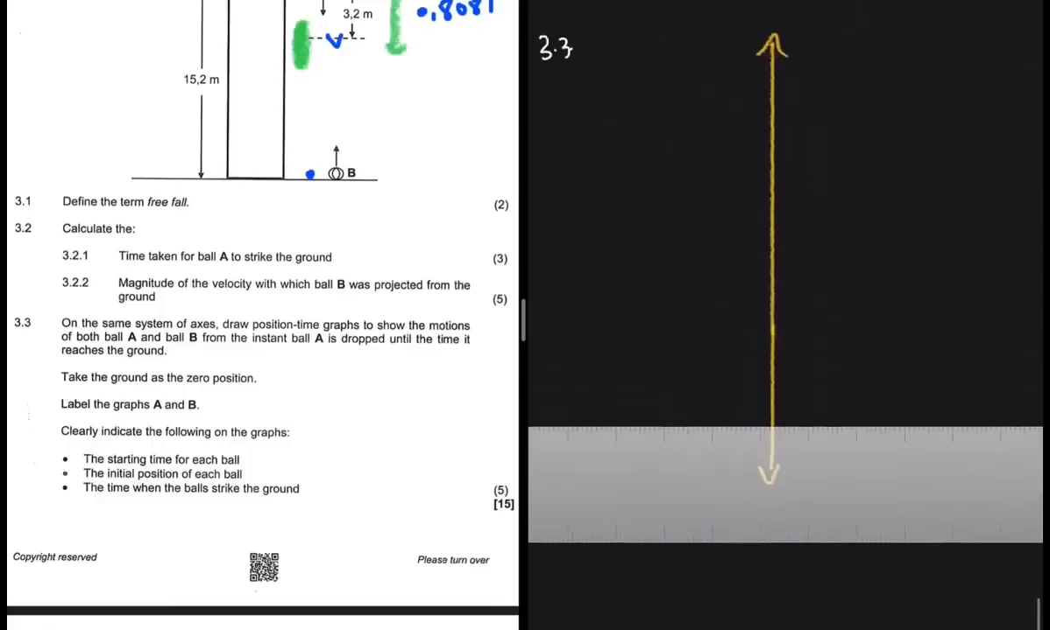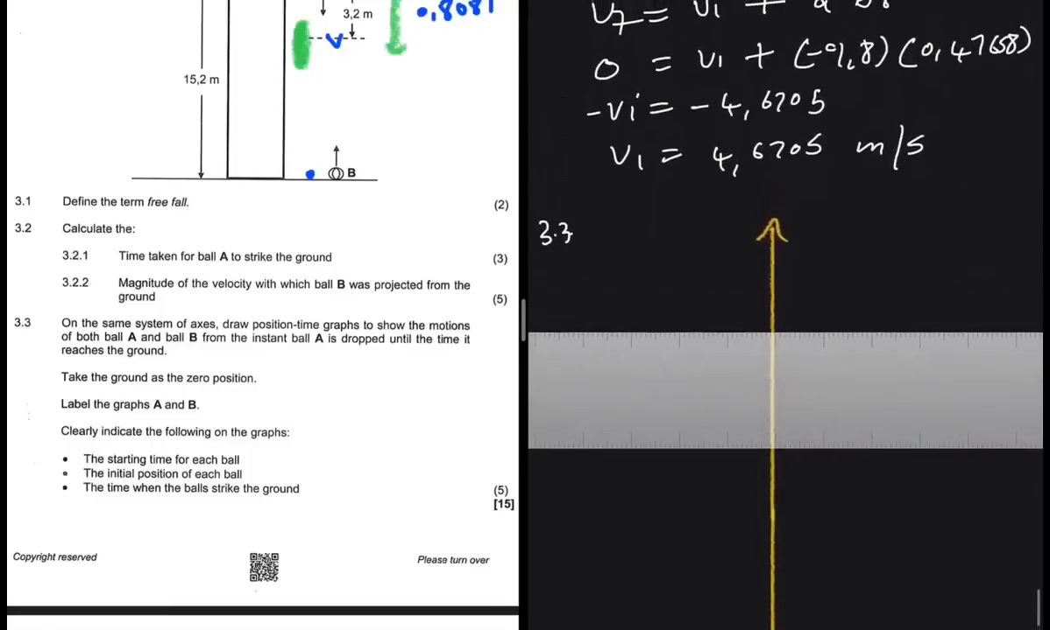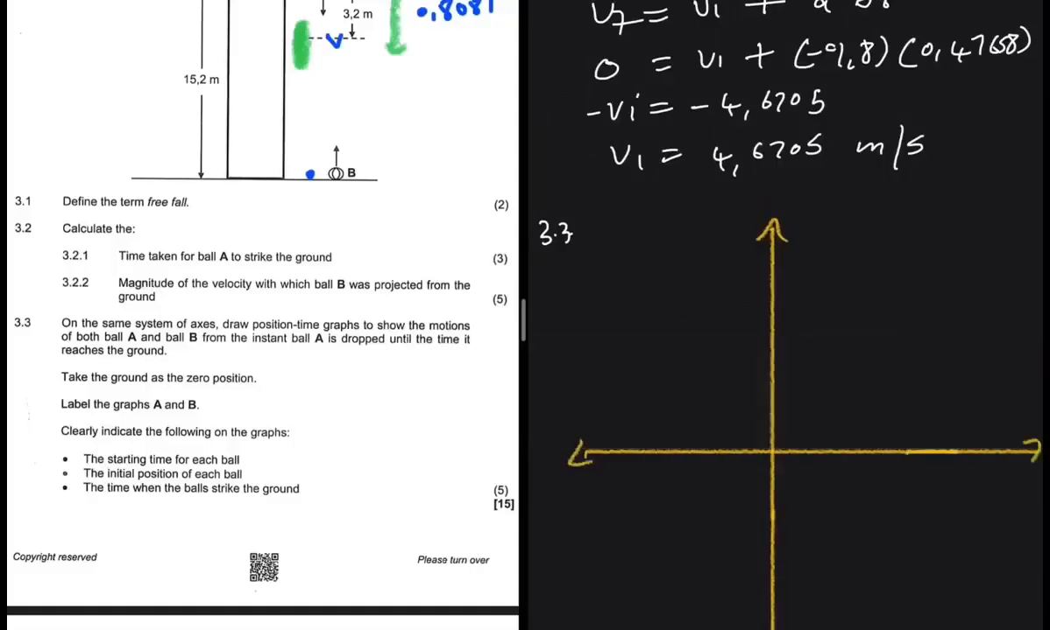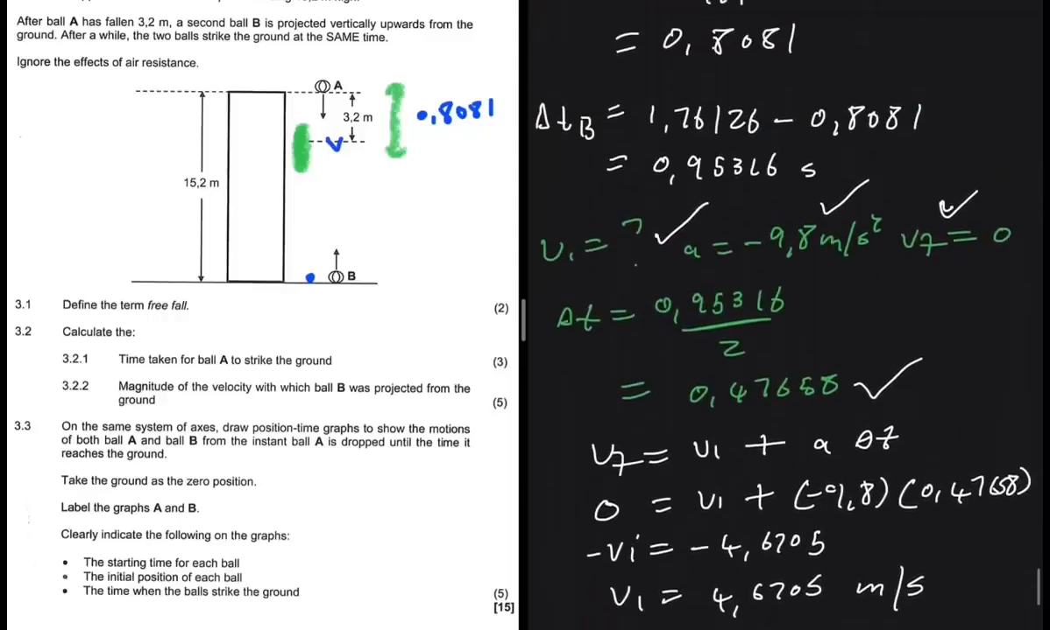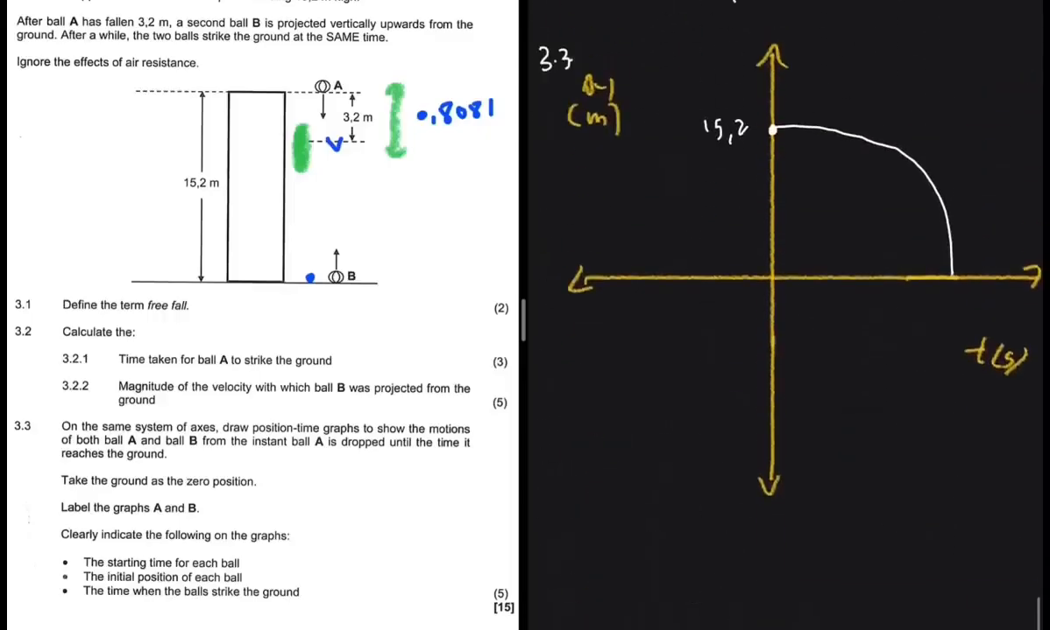Right. So the x-axis, there we go. And obviously on the x-axis, we're going to have the time in seconds, and on the y-axis, we're going to have delta y in meters. Maximum height 15.2. So let's start with ball A, right? Ball A is starting from 15.2 and then it goes down until it strikes the ground. It takes 1.76 seconds for that motion. So we have 1.76 seconds, right?